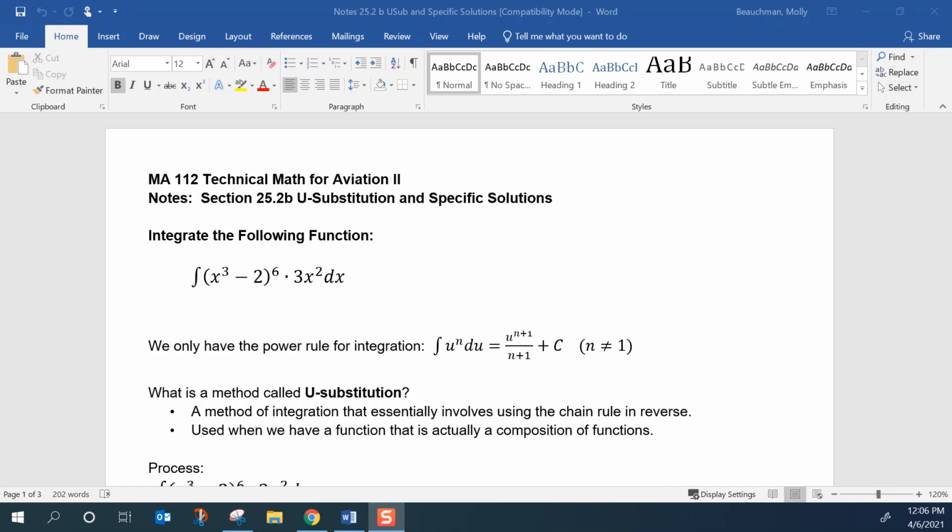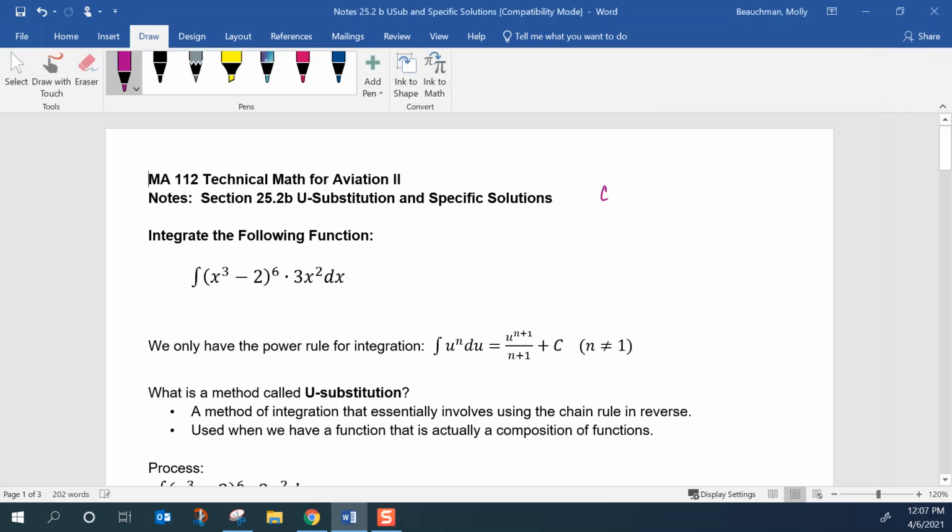In this video, we'll take a look at finding integrals using something called U substitution. So we're going to integrate the following function: the integral of (x to the third minus 2) to the power of 6 times 3x squared dx. Before we do that, I'm going to remind you of something from derivatives, the chain rule, because what we'll be doing is basically the chain rule backwards.